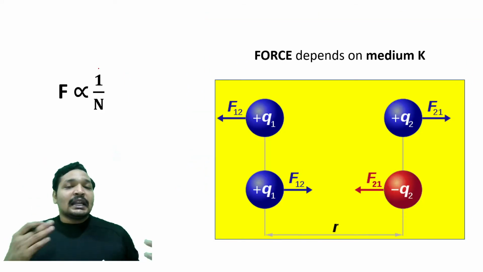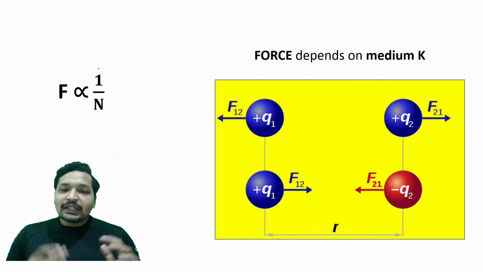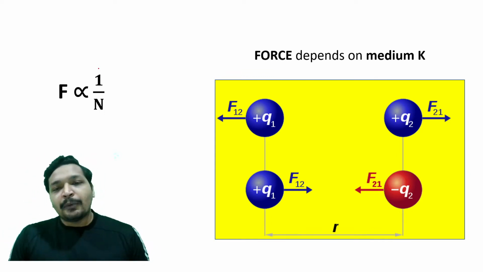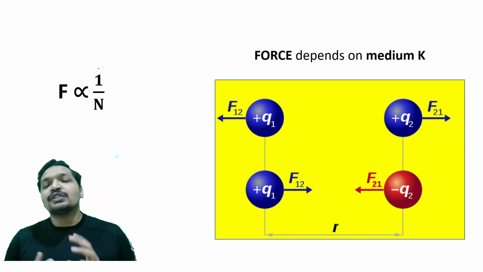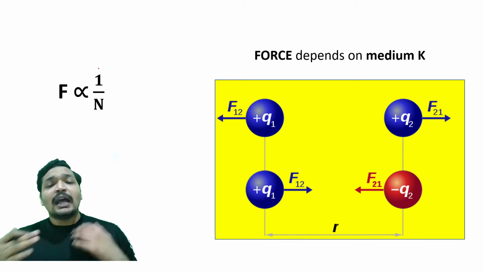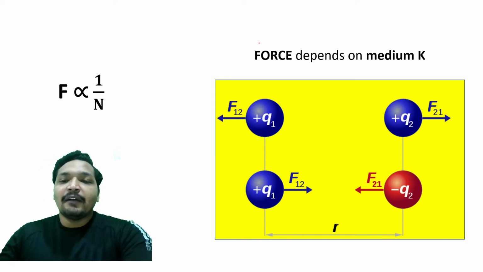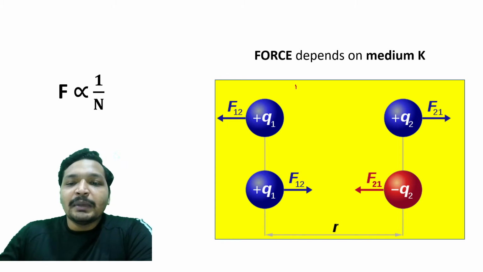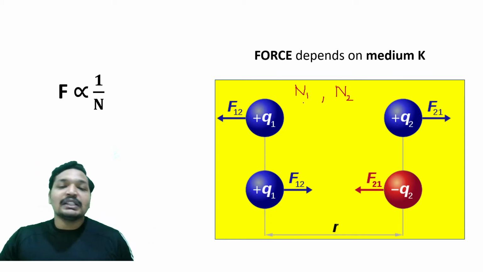And there is another very interesting and important thing that we should understand, that this electrostatic force is dependent upon the medium. Unlike your gravitational force, if you remember, gravitational force is not at all dependent upon the medium, whereas your electrostatic force is dependent upon the medium. So let's say you have two different mediums, one medium with some dielectric constant N1 and another medium with dielectric constant N2. And let's say the dielectric constant value of N1 is greater than that of N2.